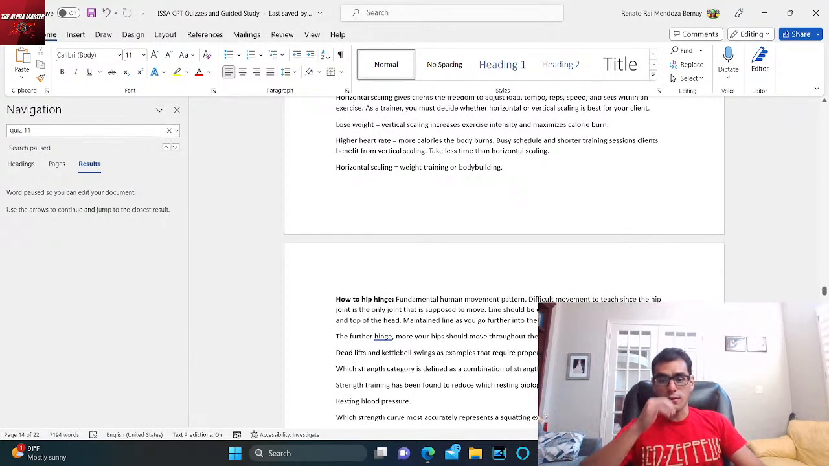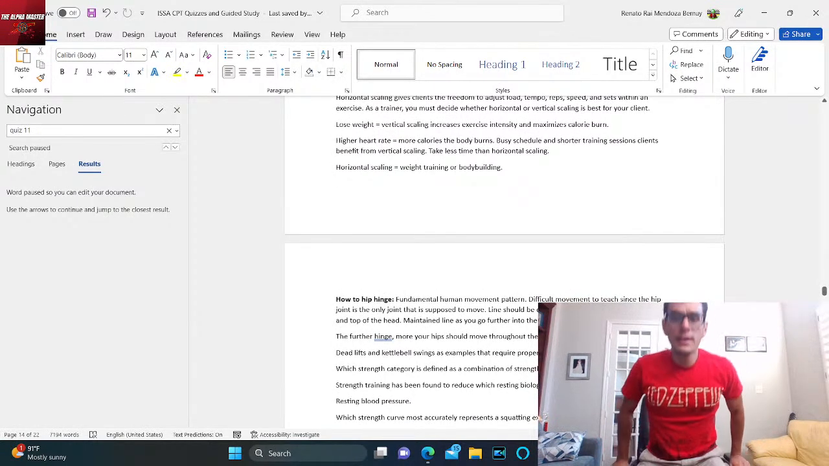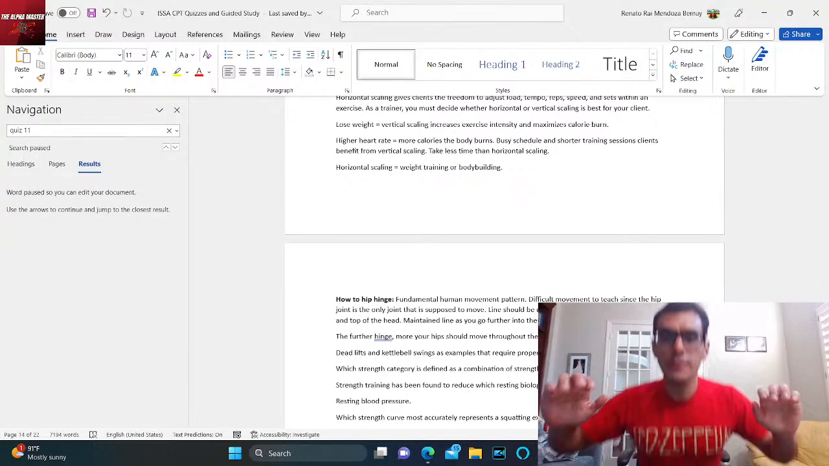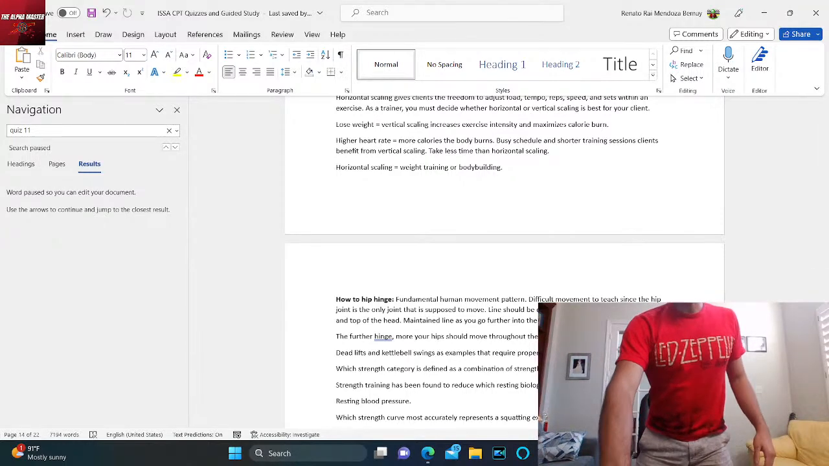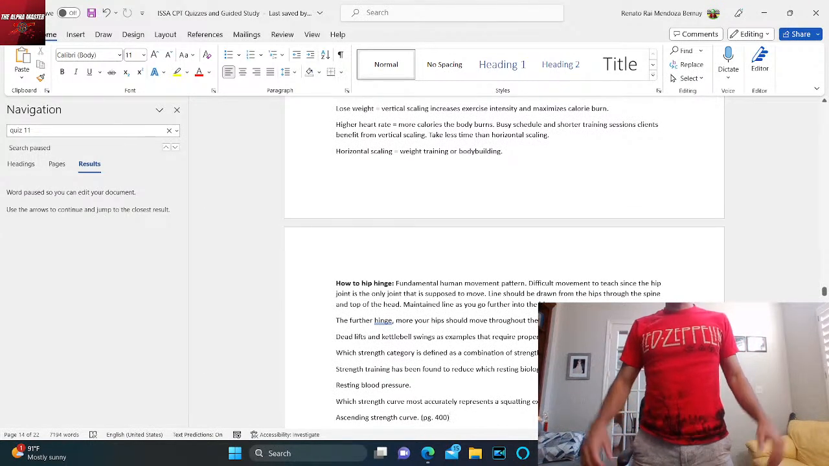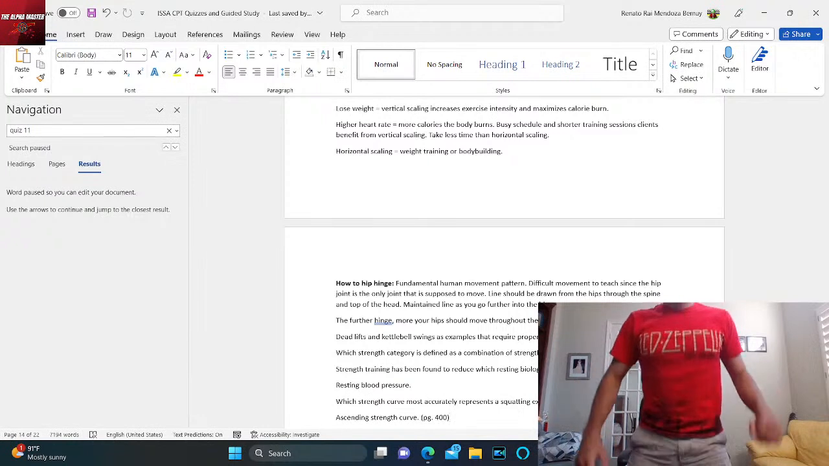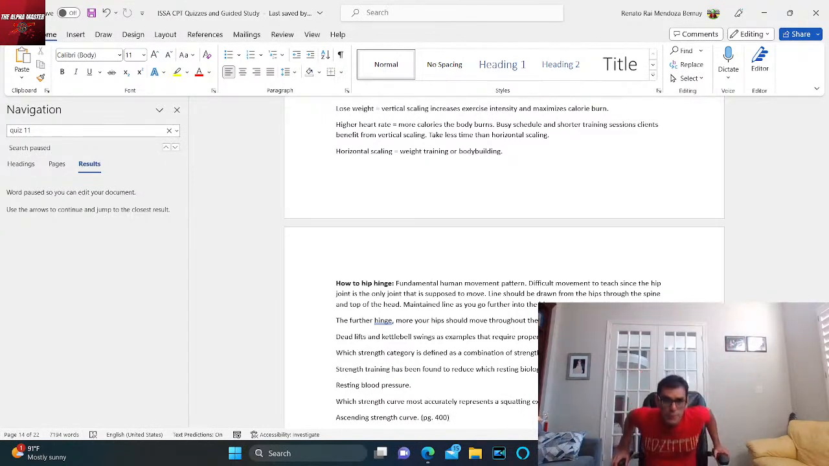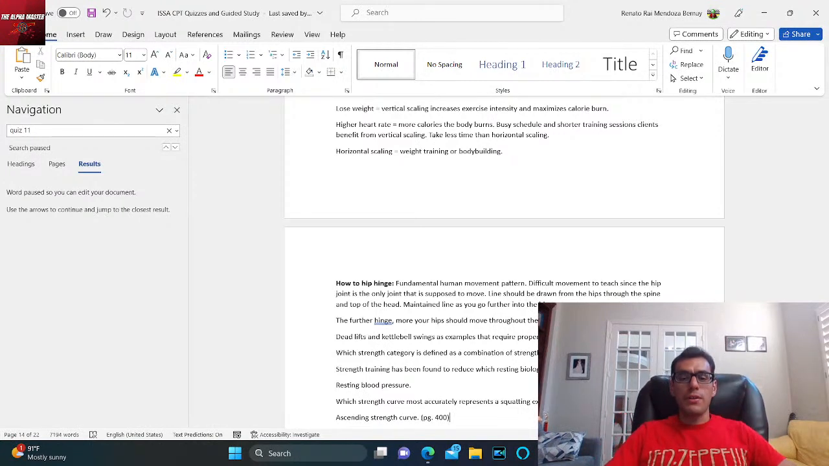Which strength curve is most accurately represented by a squatting exercise? It's going to be an ascending strength curve.